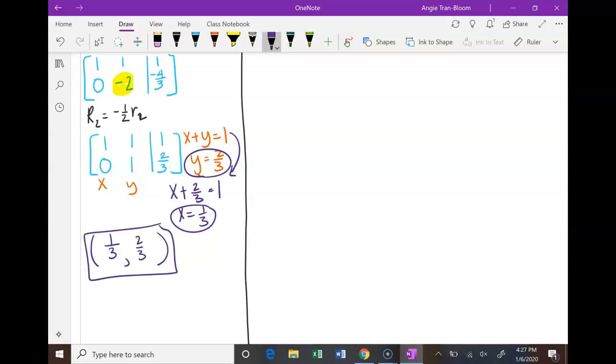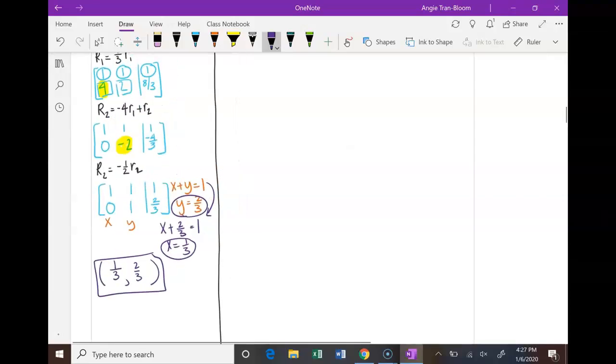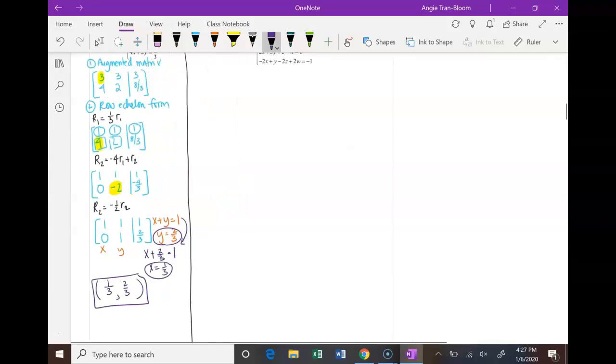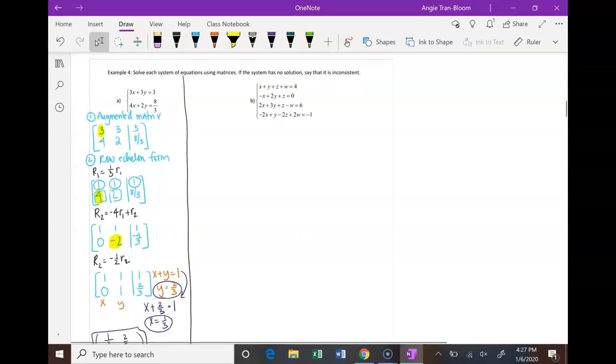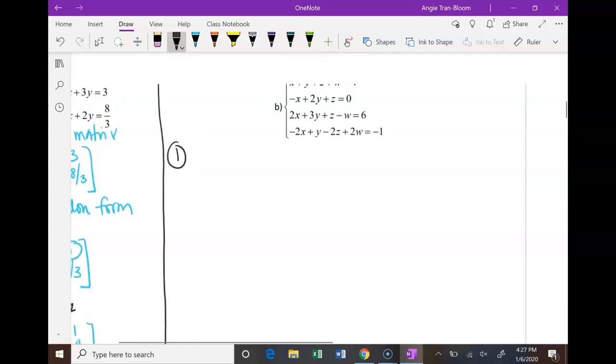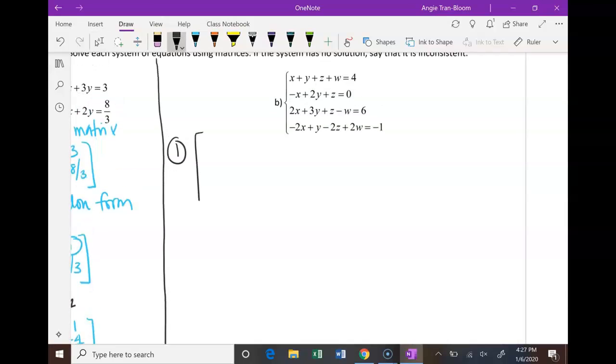So that's how we solve using matrices. And that question is a lot easier than for B. For B, we will follow the same format, except that it looks a lot scarier, okay? So similarly, we are going to write it as an augmented matrix. So that means I'm going to need a big one, but this one looks ginormous.